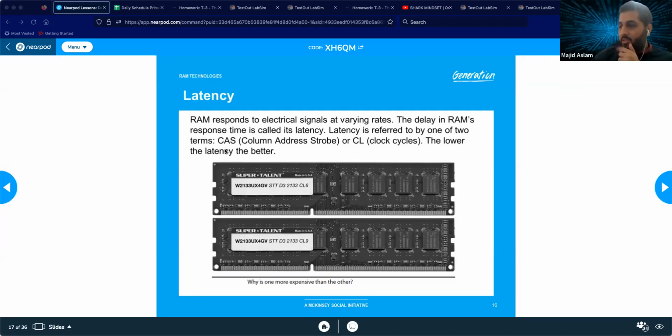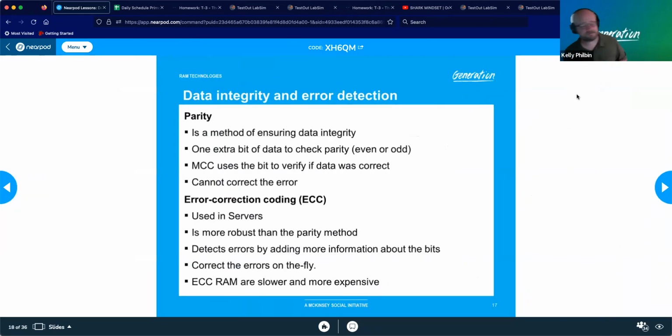So it's written on the DDR. If it's not written on the DDR, where else can we find this number? It would be in the manufacturer's documentation, right? Or if it's installed, we could probably look it up in our system preferences or system settings. All right, so that is latency.